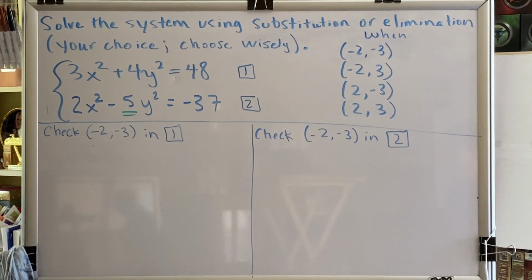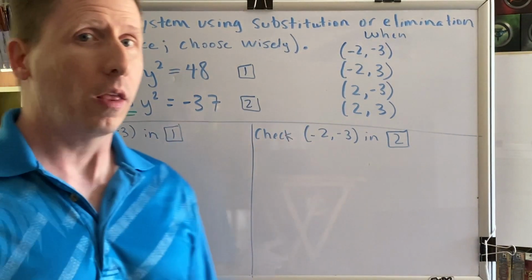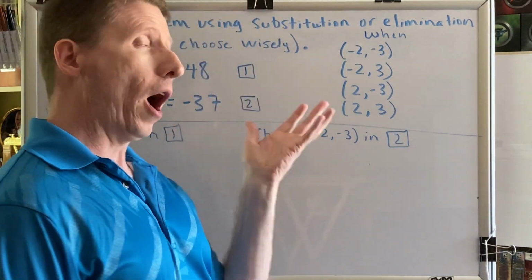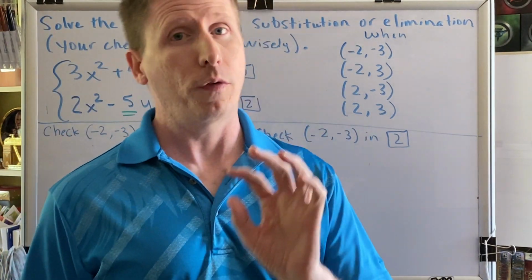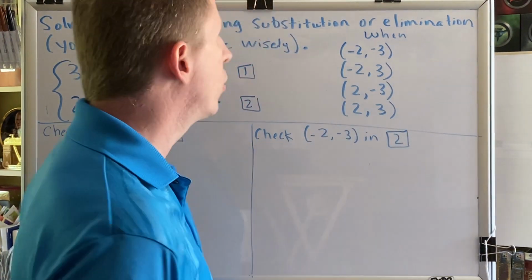The topic of this video is solving nonlinear systems of equations by substitution or elimination. This is a continuation of the previous video. Alright, in our previous video we found that there are 4 potential solutions. We noticed that they all have an x value of 2, either positive or negative, and a y value of 3, either positive or negative, in all 4 possible combinations.